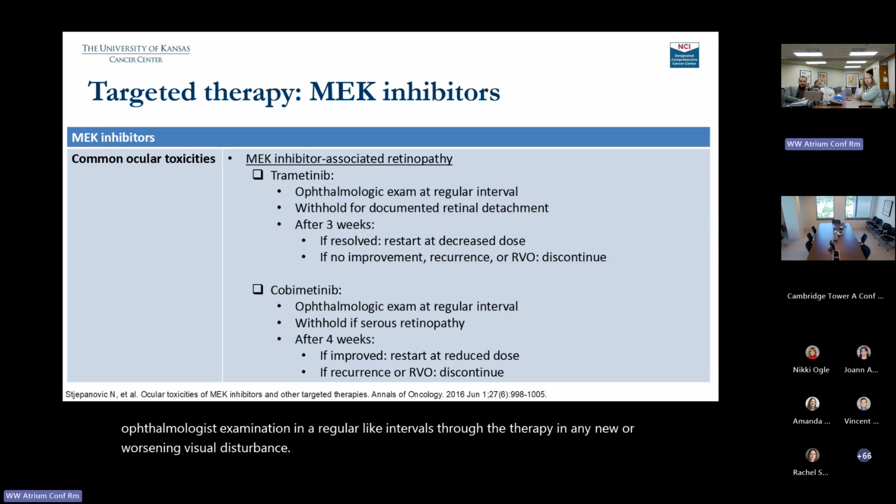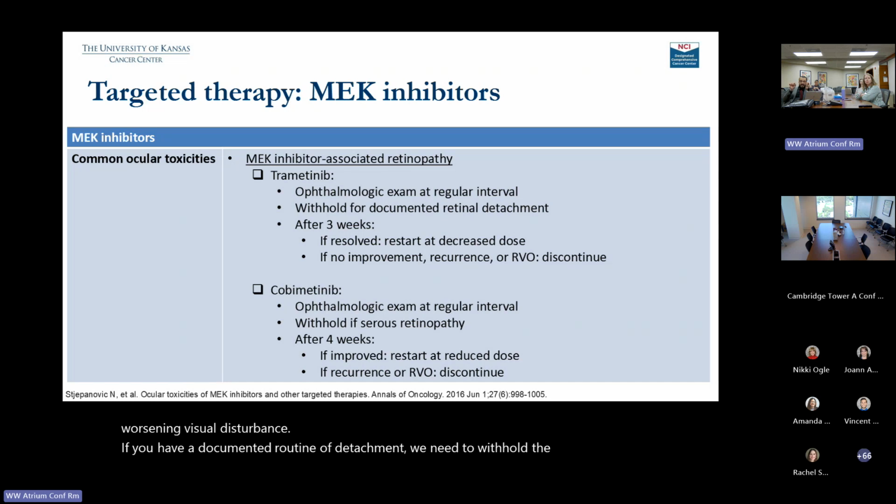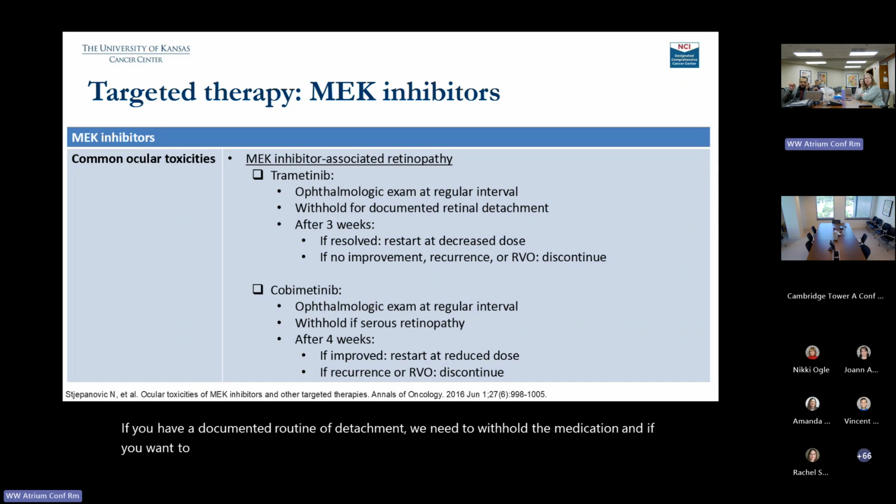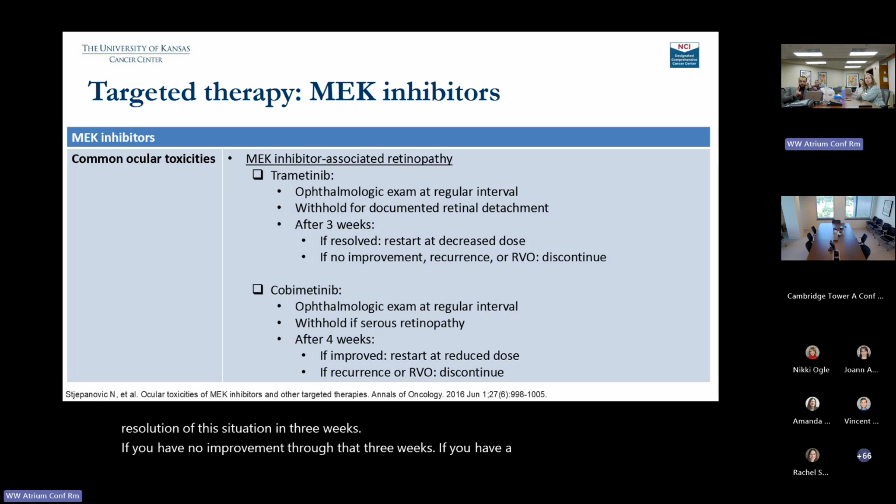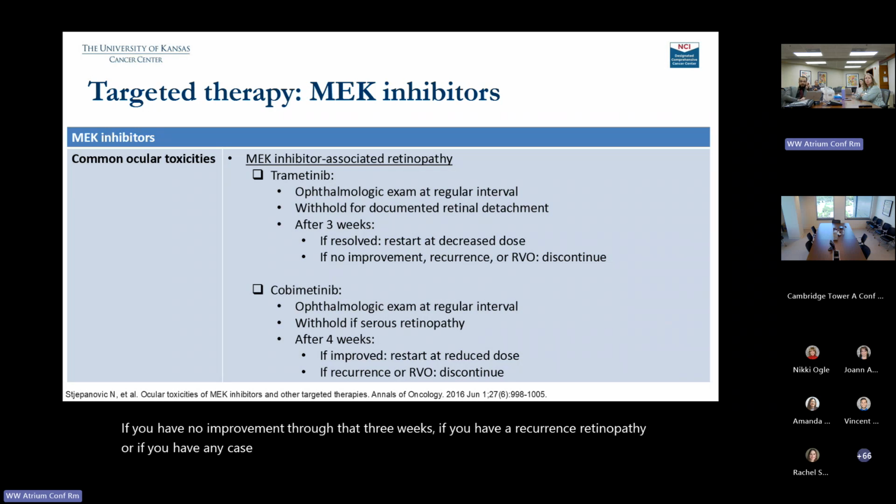If we have a documented retinal detachment, we need to withhold the medication. And if we want to restart the medication, it needs to be at a reduced dose if we have a documented resolution of the situation in 3 weeks. If we have no improvement through those 3 weeks, if we have a recurrent retinopathy, or if we have any case of RVO, we need to discontinue this medication permanently.